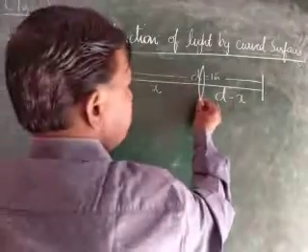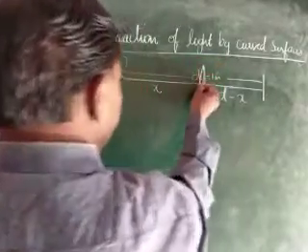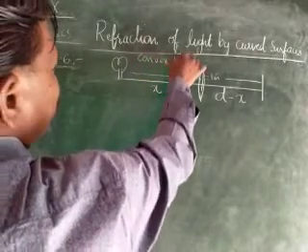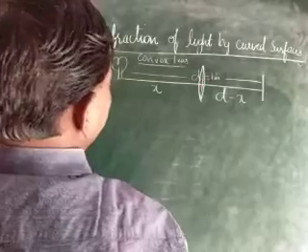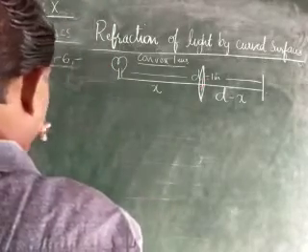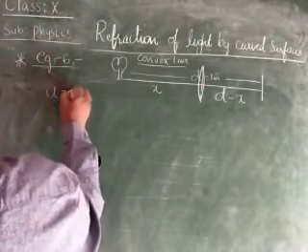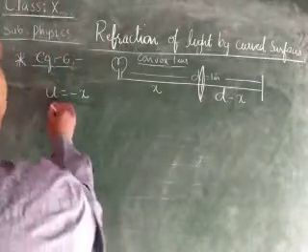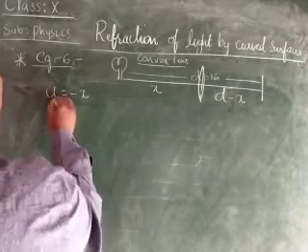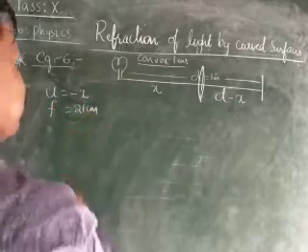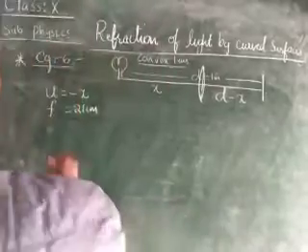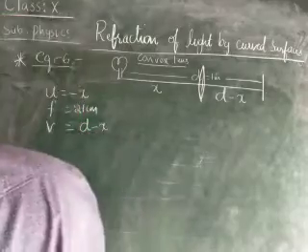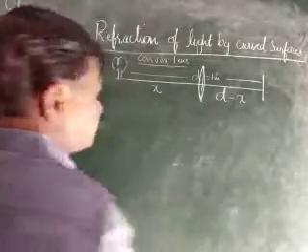Therefore here this is the object, this is the lens, a convex lens. From here to here it is the object, children. In a convex lens, u is negative. u is equal to minus x centimeter. Here focal length f is equal to 21 centimeter, given. And here v is equal to d minus x, children.